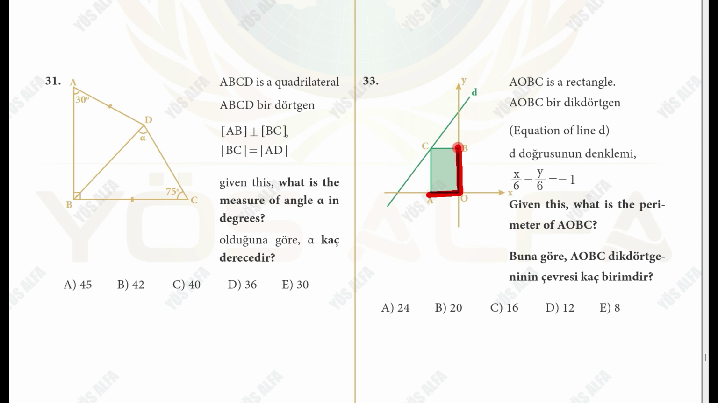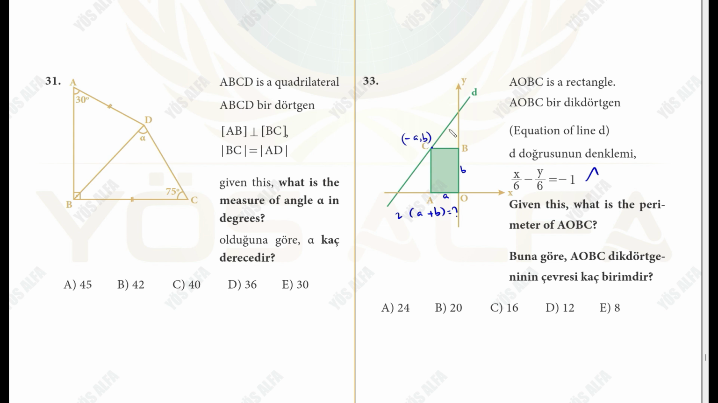33. AOBC is a rectangle. An equation of line D is given to be this. And the perimeter of AOBC is asked. Let's say AO is A and OB is B. So the perimeter of AOBC is 2 times A plus B. And the coordinate of point C is minus A, B.